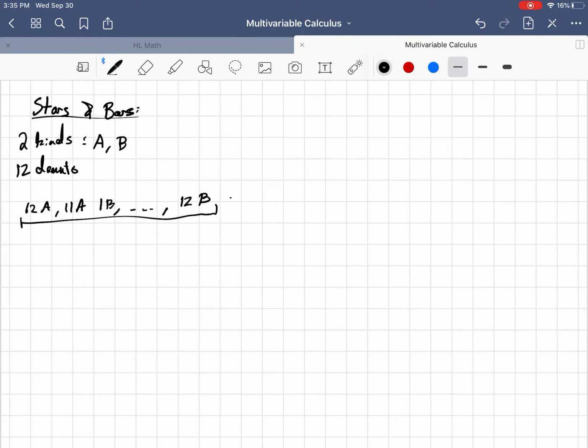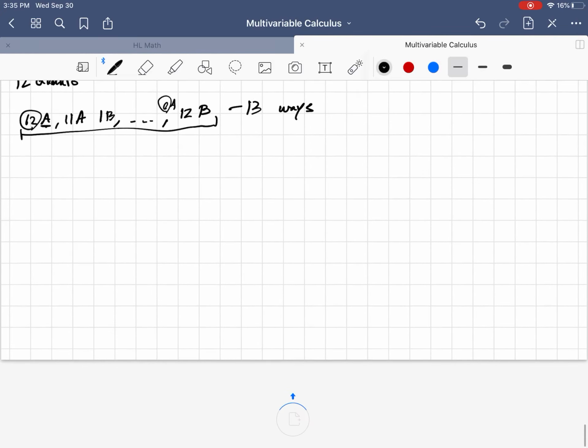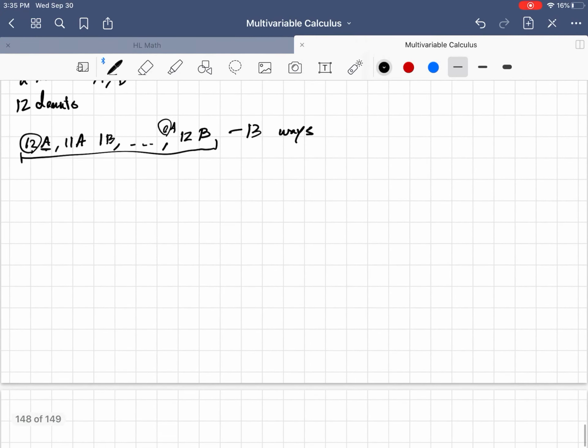And so this leaves us with 13 ways, because the value associated with, say, A goes from 12 down to 0. And so the number of numbers between 0 and 12 inclusive is 13 numbers. So what this means is that given two kinds of donuts and you want to buy a dozen, you can do it 13 ways. So let's complicate it a little bit. And let's do three kinds of donuts now, A, B, and C. And we're still wanting to buy a dozen donuts.